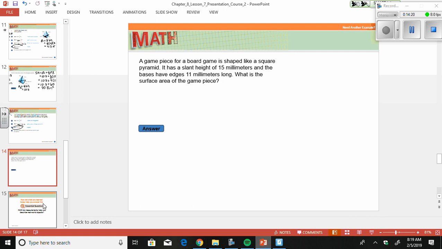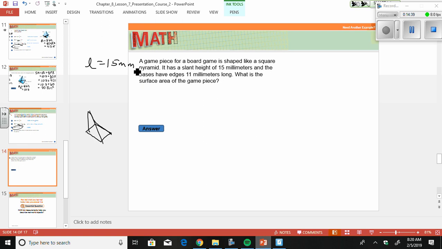A game piece for a board game is shaped like a square pyramid. So again, my base is a square. Okay, slant height of 15 millimeters. The bases have edges of 11. So we have a perimeter of 44 millimeters. And we need the area of that big base, which is length times width. So in this case, 11 times 11 is 121 millimeters squared.